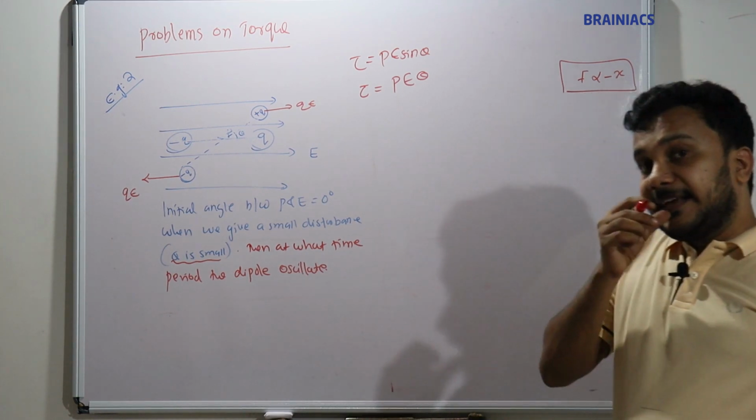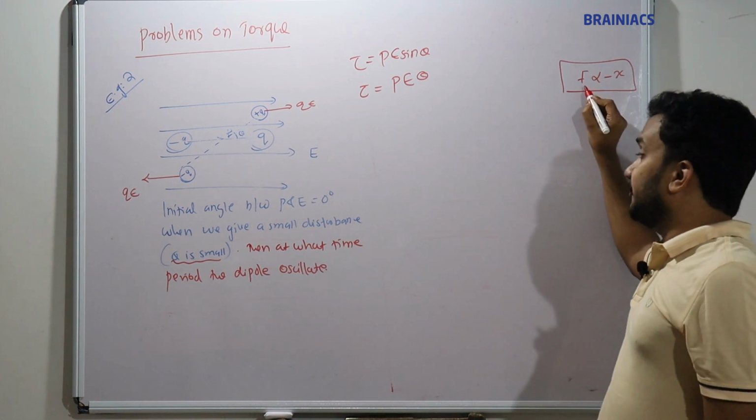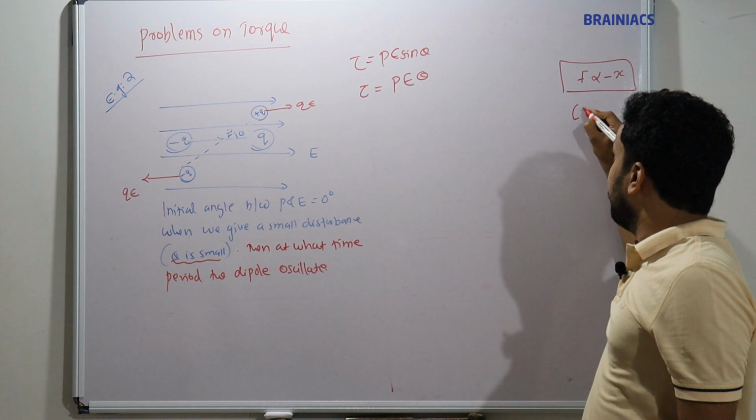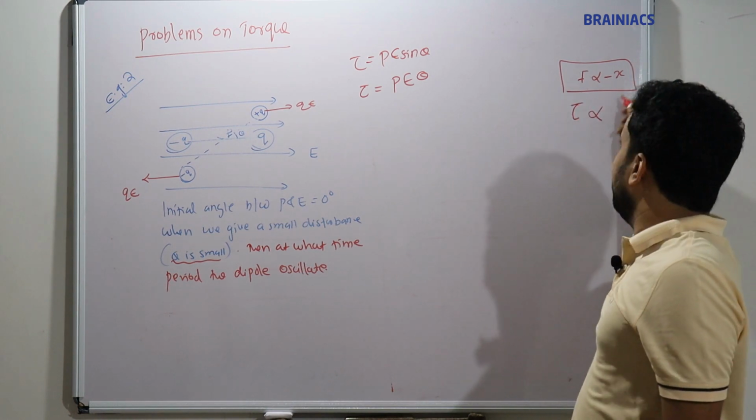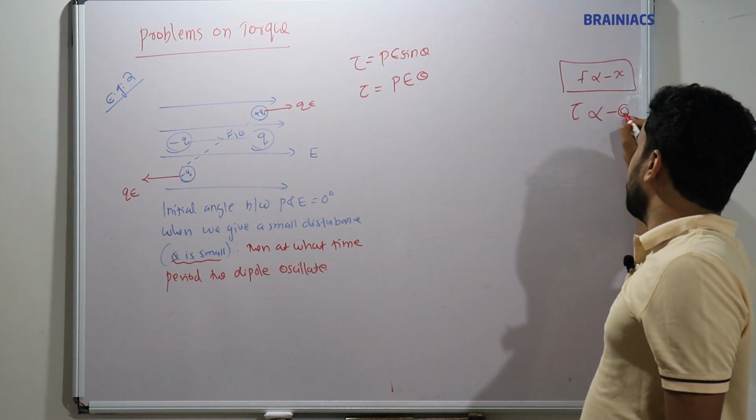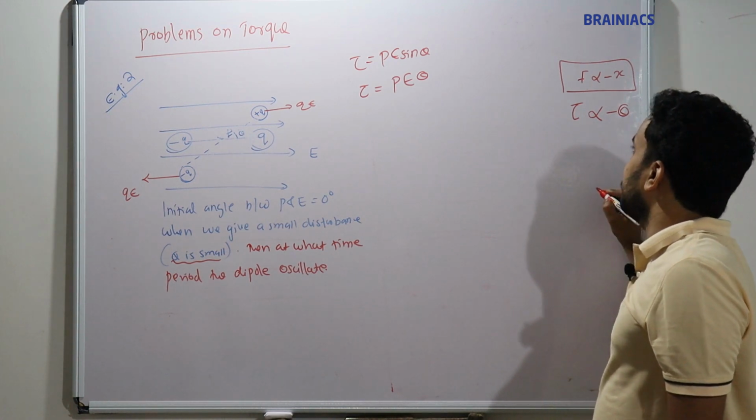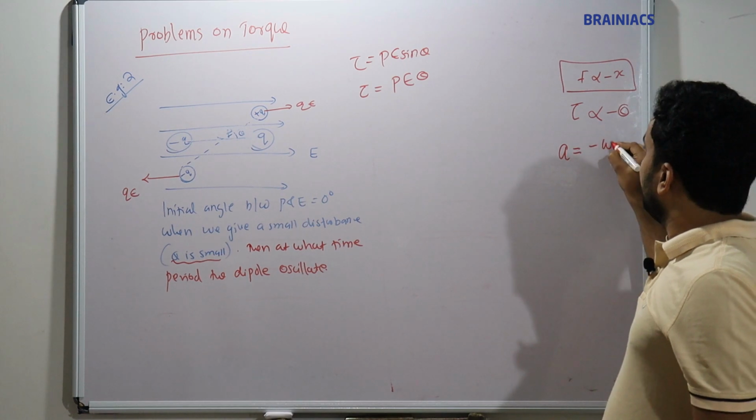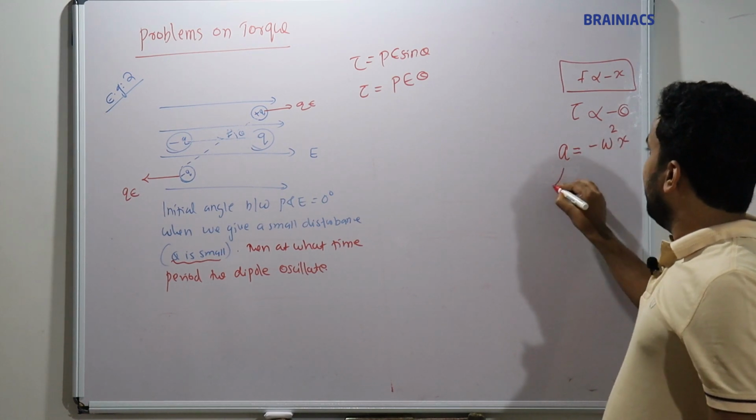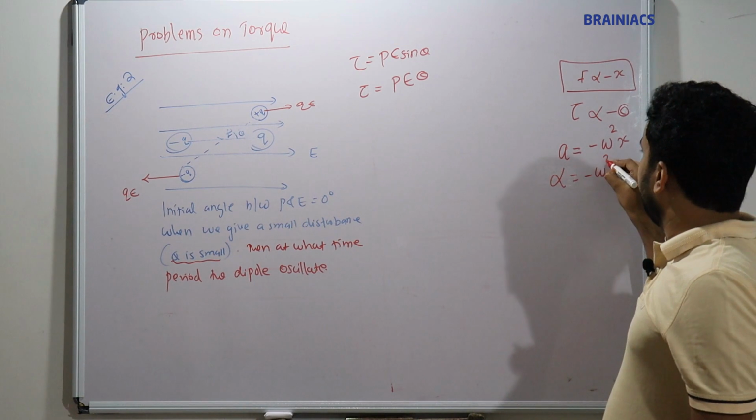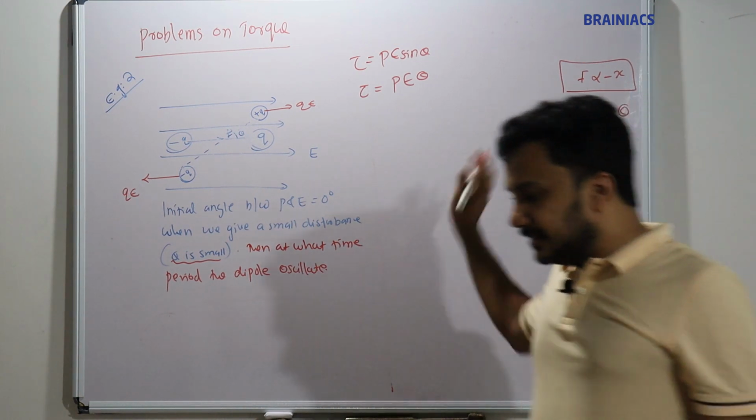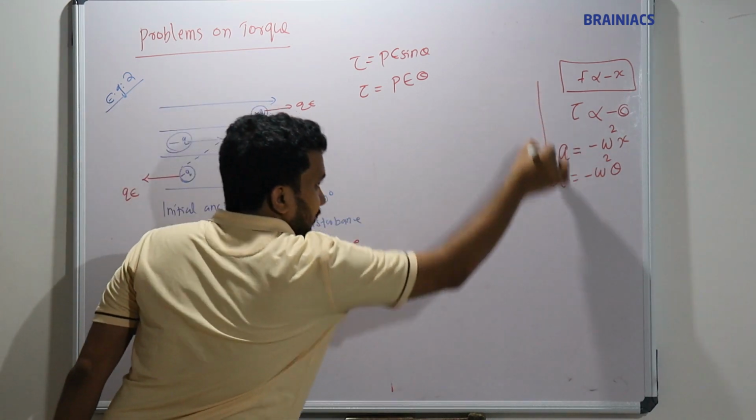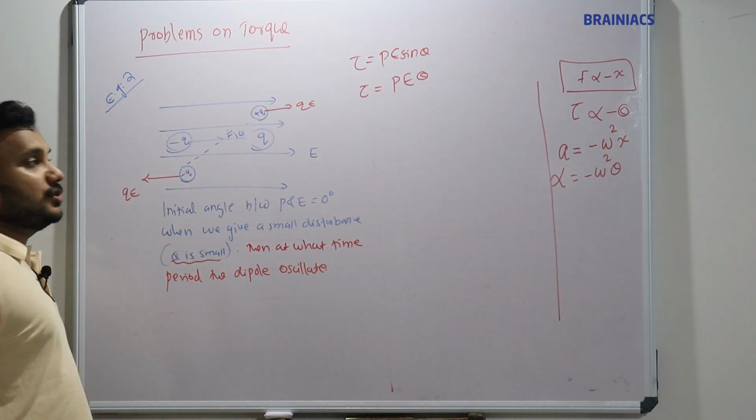Similarly, in oscillation there is one concept: force is proportional to minus x. Force in linear motion corresponds to torque in rotational motion. Instead of x, what comes in rotational motion? Angle theta. So torque is proportional to minus theta. Similarly, acceleration a is equal to minus omega square x, and alpha will be equal to minus omega square theta. These are the things we have in oscillation, and we are going to use them here.